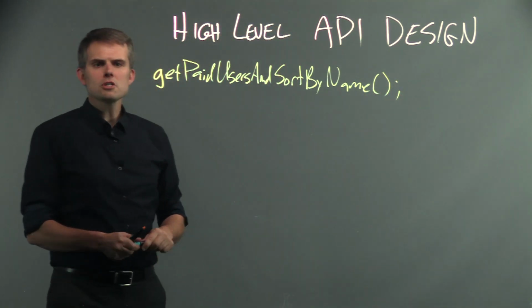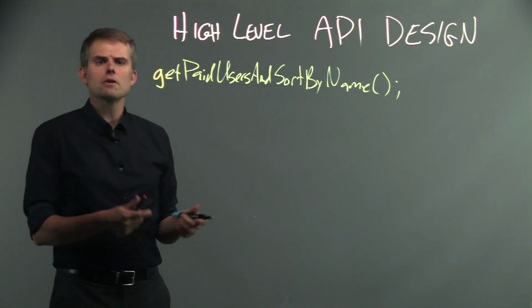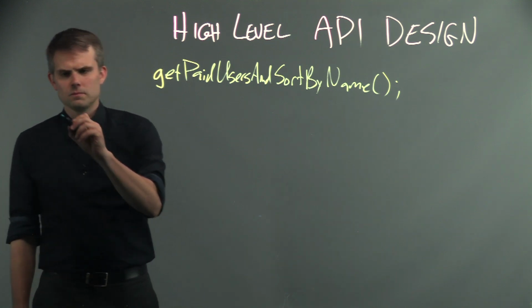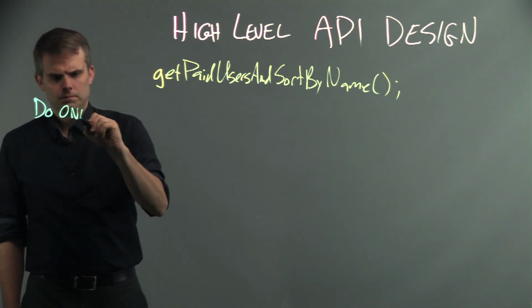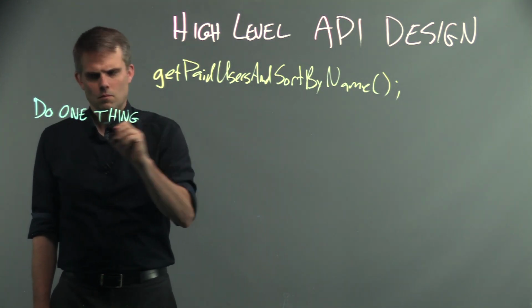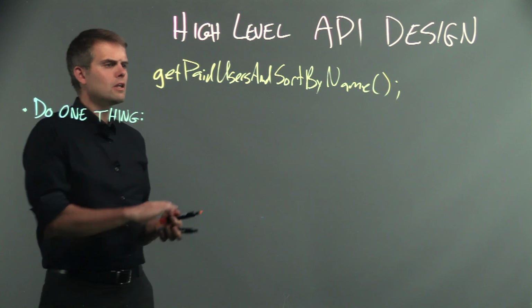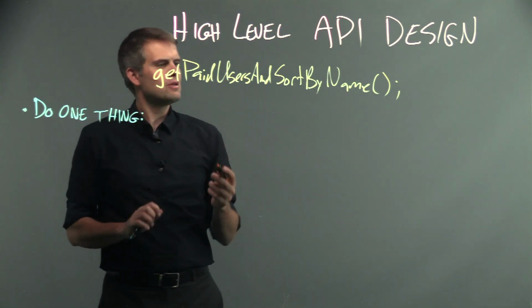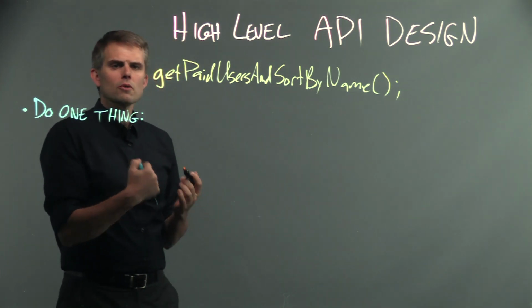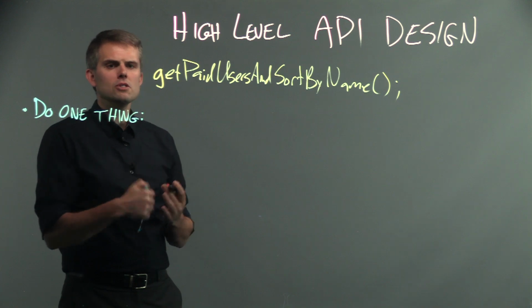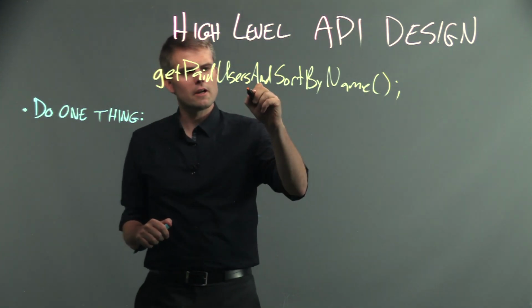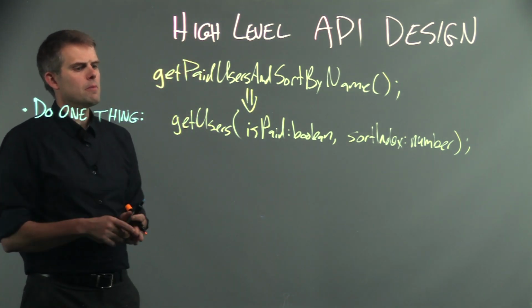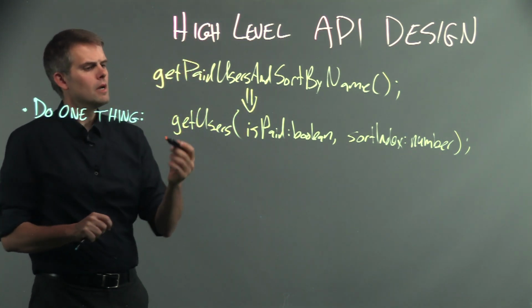So one of the first API guidelines that are used in practice is that APIs should do one thing and do it well. And if you take a look at this method here, it's actually doing a lot of things. It's getting paid users and it's sorting. But what we can do is we can try to simplify this API to be easier to use and interact with. So let's change it here. All right, so what we've done here is we've simplified the API, right, from being getPaidUser and sortByName to getUsers.